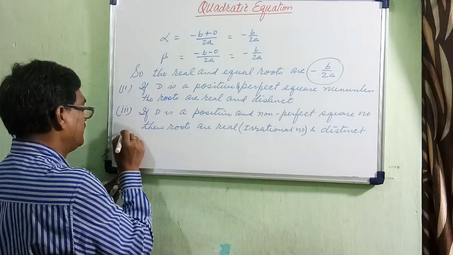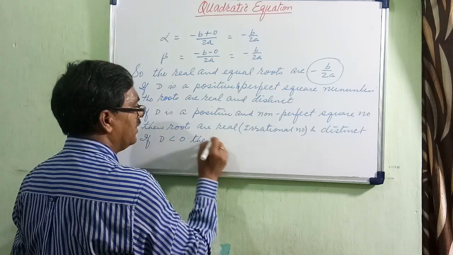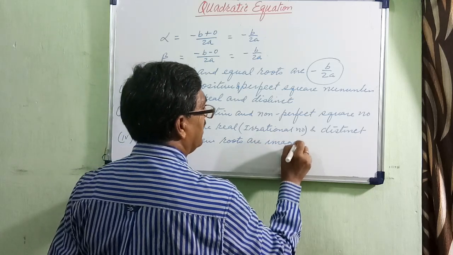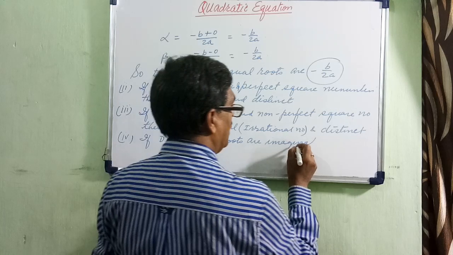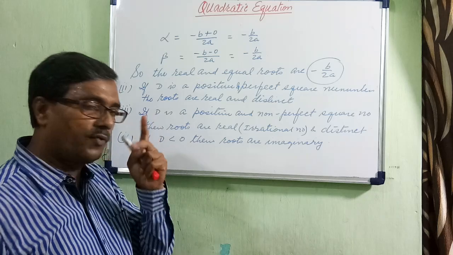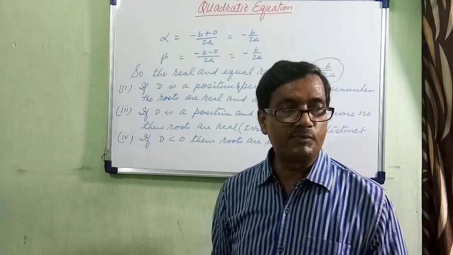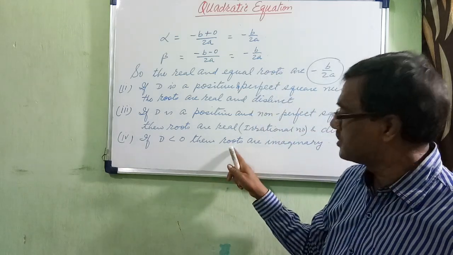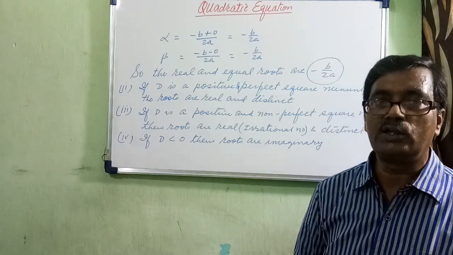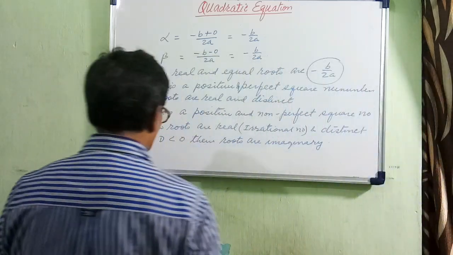Now fourth, if D is less than 0, then the roots are imaginary. Remember, you have already discussed this imaginary root in class 10. But in that case, you just stopped there. You didn't try to find the imaginary roots. But here we will try to get the imaginary roots. How can we? Now look here.